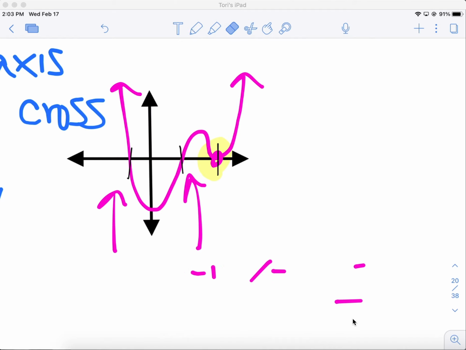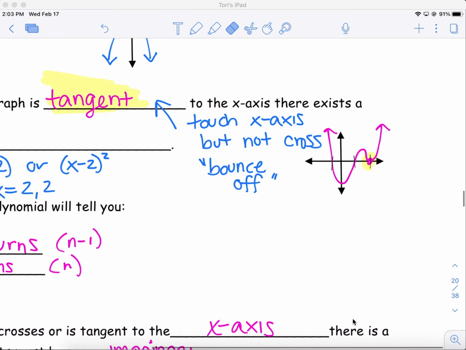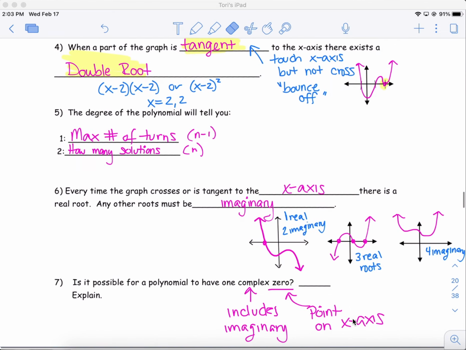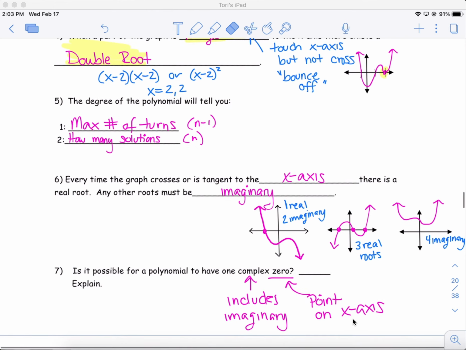These are things that you're going to have to recognize out of an equation so you know the rules when you're graphing without a calculator. We talked about what the degree could tell you. It tells you how many different times you're going to cross the x-axis, so how many solutions you have. Remember that you might have imaginary and you might have real. We'll talk about that in a second. But it also tells you the max number of turns. You just need to remember that it's 1 less.